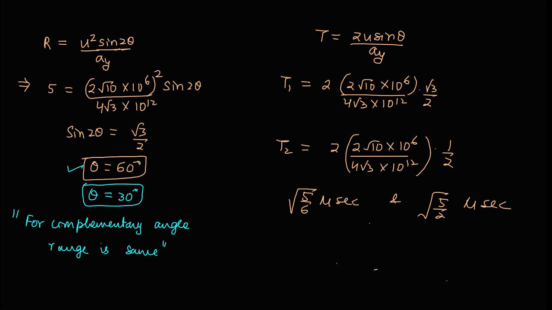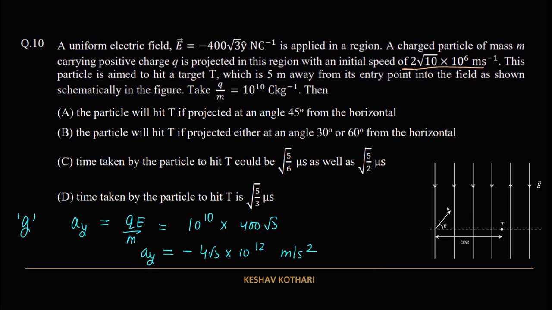So if we come to this particular problem, we are saying that alternatives B and C are correct. B states that the angle is 30 degree as well as 60 degree, and the time is 5 by root 6 microsecond and 5 by root 2 microsecond. So alternatives B and C both are correct for this particular problem.